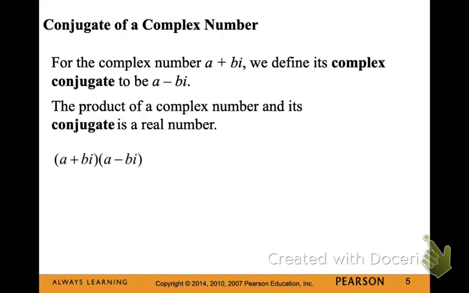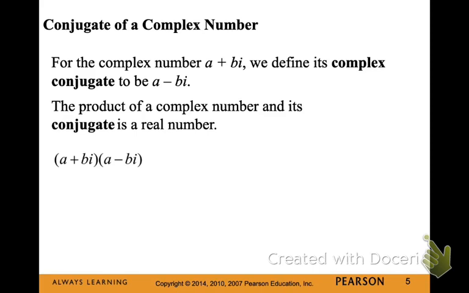Let's keep going with these notes. Let's talk about the conjugate of a complex number. So we have the complex number a plus bi. So its complex conjugate has the same terms, opposite sign. So a minus bi. The product of a complex number and its conjugate is a real number, and we're going to use that technique in some following problems.